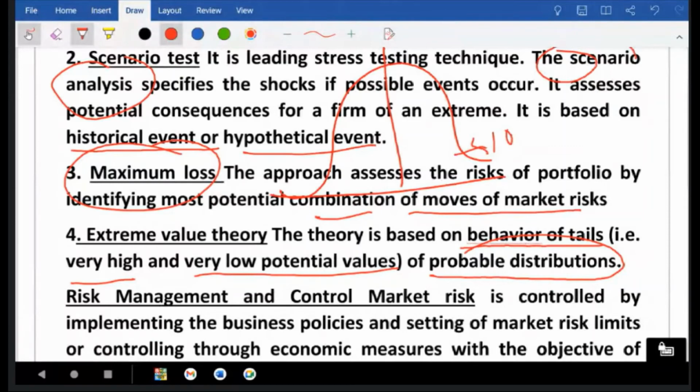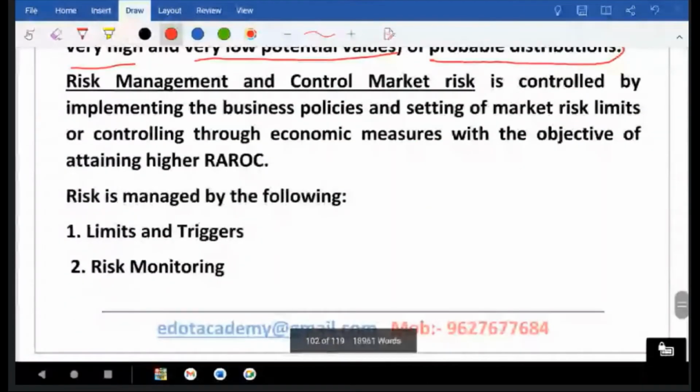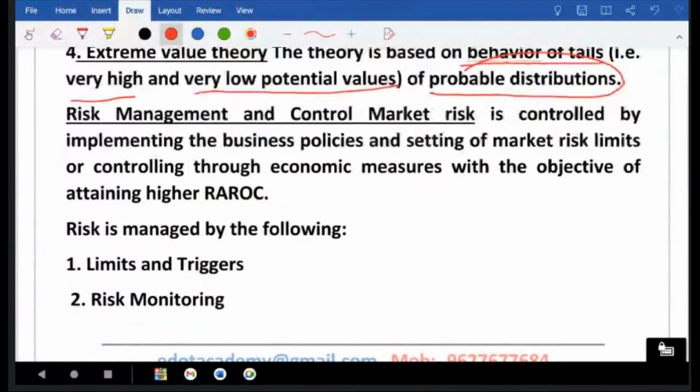And how can these risks be controlled? So, risk management and control: market risk is controlled by implementing business policies and setting market risk limits or controlling through economic measures, with the objective of attaining higher RAROC. So what is the full form of RAROC? Risk adjusted return on capital. RAROC means risk adjusted return on capital.